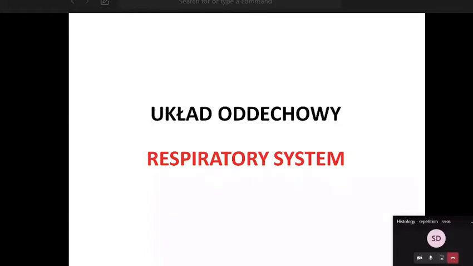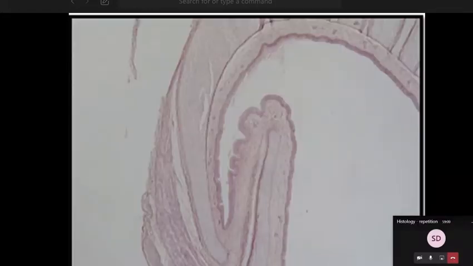Okay, and let's move to the respiratory system. We will start from this slide. Do you know what this is? Is it trachea or bronchus, primary bronchus? What do you think?